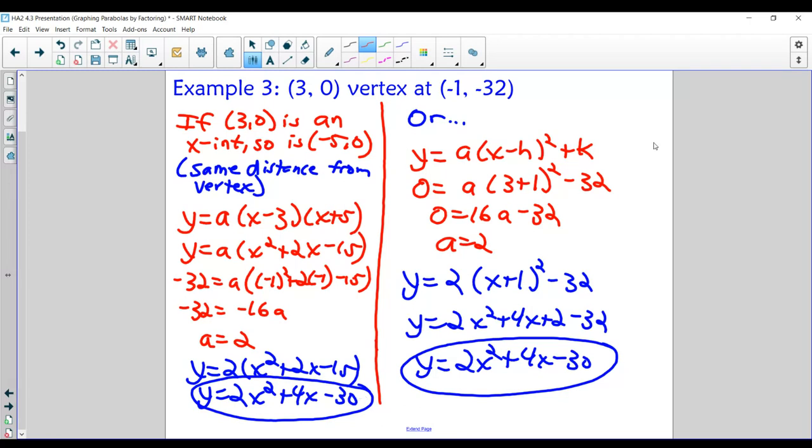Or use the vertex form instead. So this one, plug this in for h, plug this in for k, plug this in for x, plug this in for y. a would be the thing you'd need to solve for. You're going to get 2 when you do that. Replace that with the 2, multiply it all out, and you see that you get the same answer. All right, so that is section 4.3.